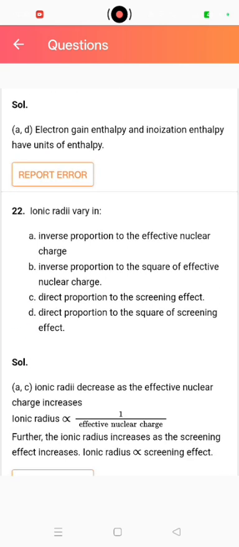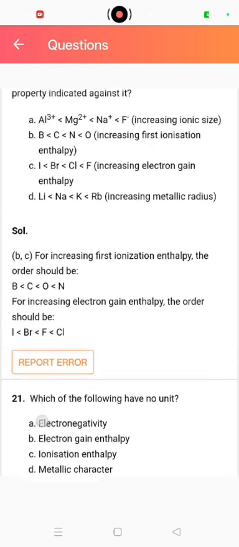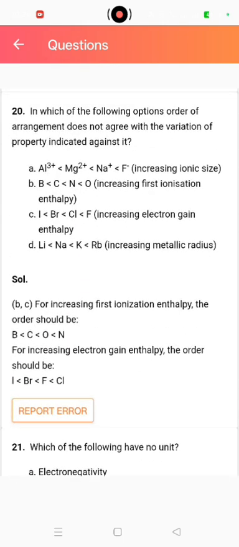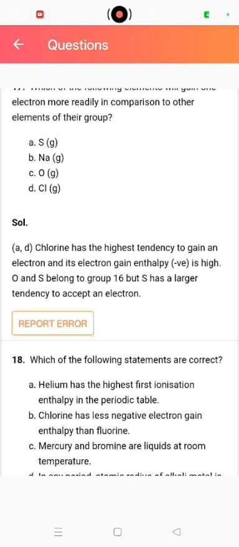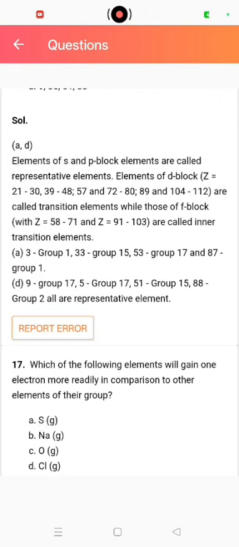See, ionic radius is inversely proportional to the effective nuclear charge. If effective nuclear charge is high, ionic radius is less. You have to learn the pattern or the trends of properties, like how they change across the period and down the group. You have to keep learning them. Okay.